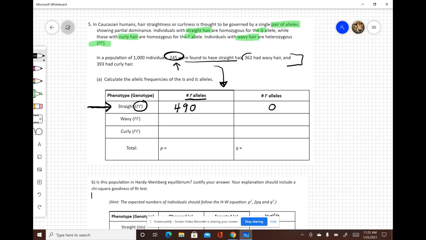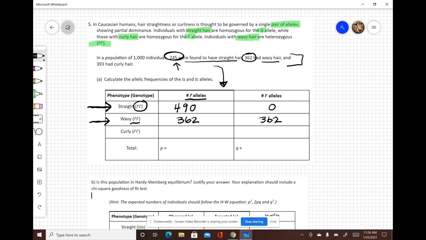When we look at our wavy hair population, there are 362 with wavy hair. Wavy hair is associated to half the alleles being straight and half of the alleles being curly. So that means there would be 362 alleles associated to the S allele for wavy and 362 associated to the C allele for wavy hair because they're getting one of each.